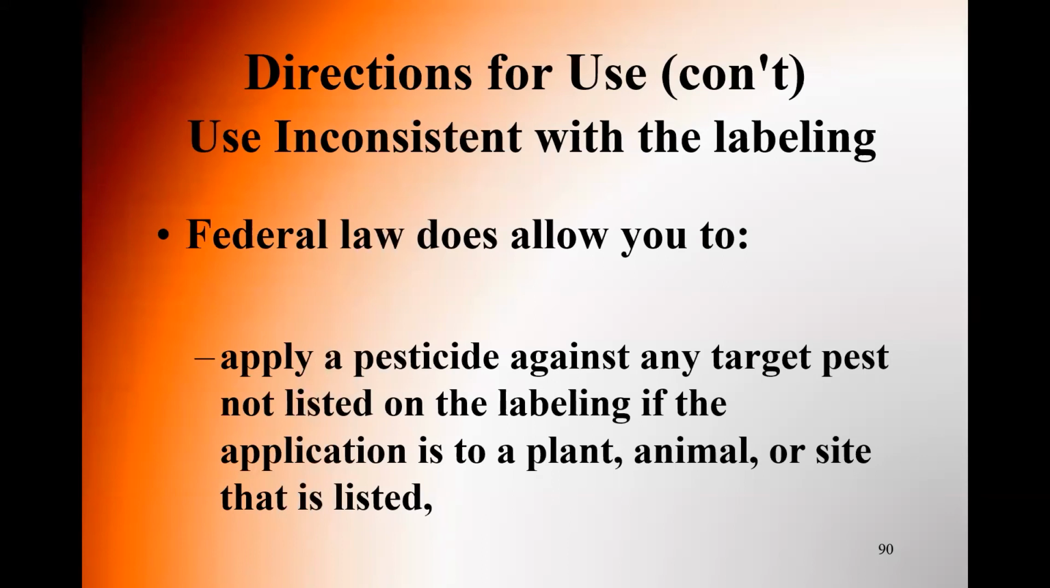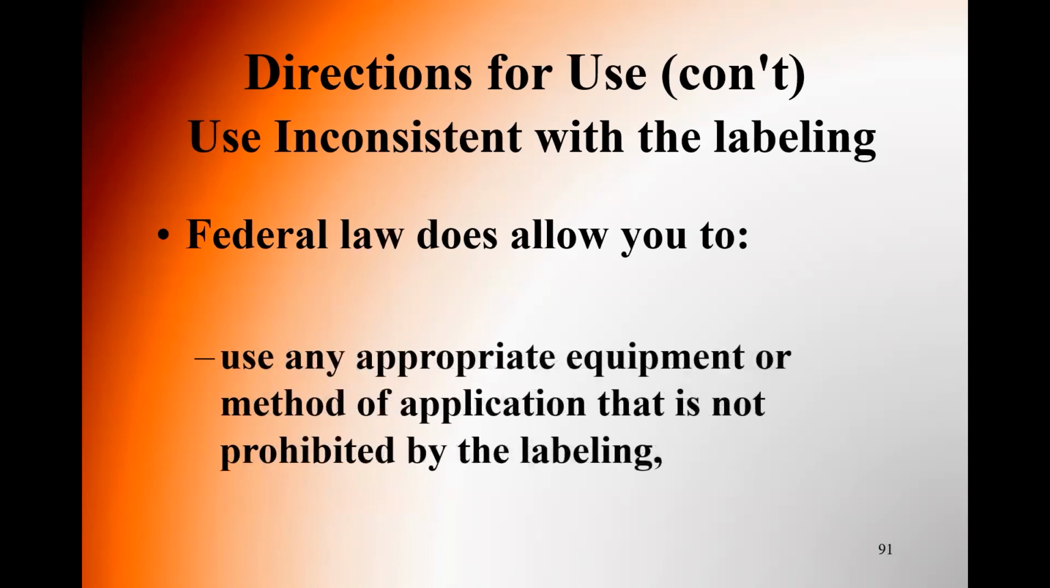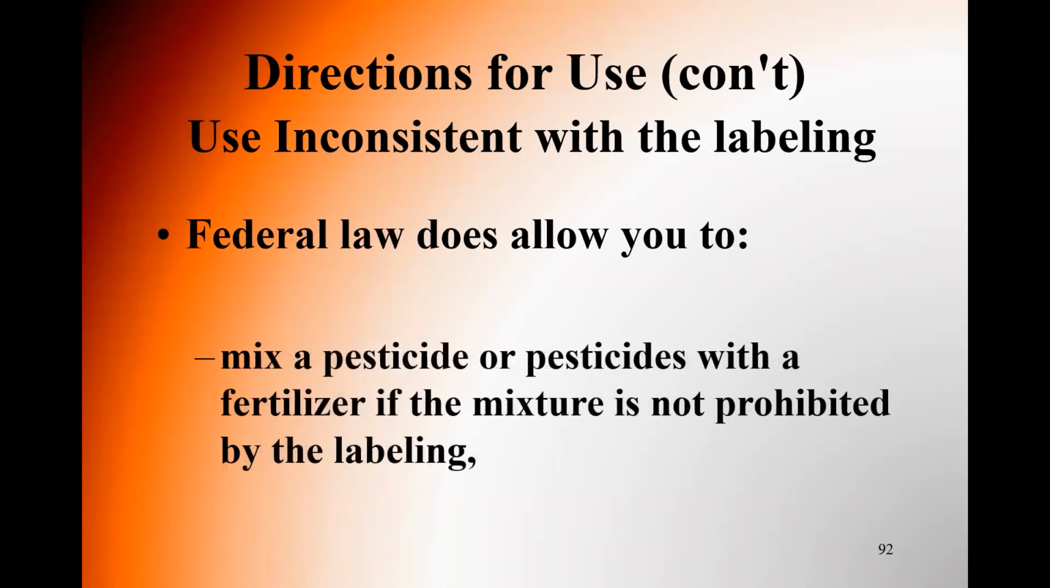So it's saying here that you can apply a pesticide against any target pest not listed on the label if the application is to a plant, animal, or site that is listed. So if you do that, you just have to make sure you're applying it to a listed site. And if that off-target pest is controlled, well, that's just a bonus as well. You can use appropriate equipment or methods of application that are not prohibited by the labeling. So if it doesn't say you can't, that's how you can apply it. Mix the pesticide with a fertilizer if the mixture is not prohibited by the labeling.